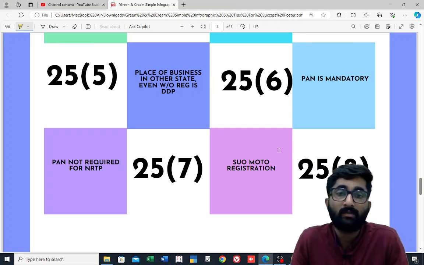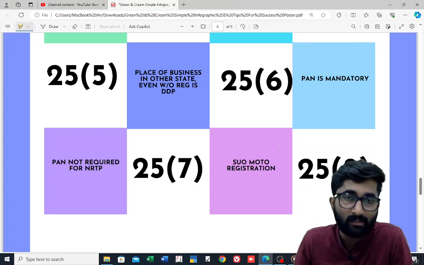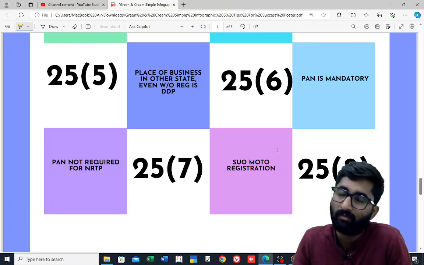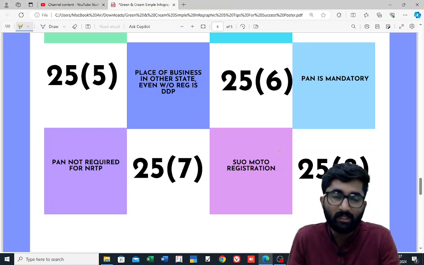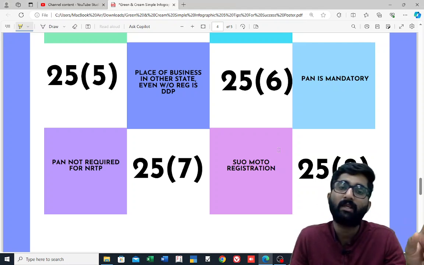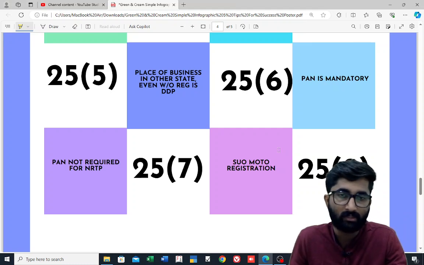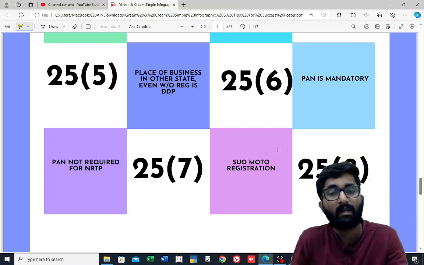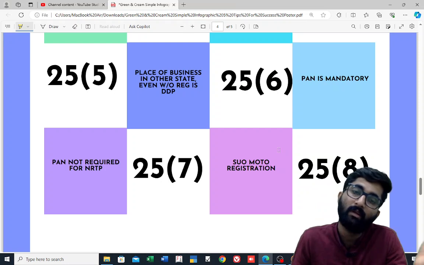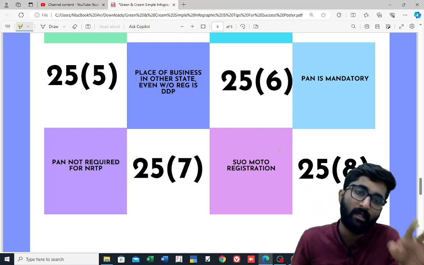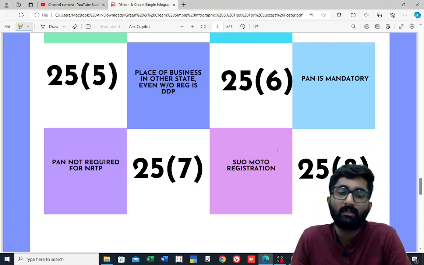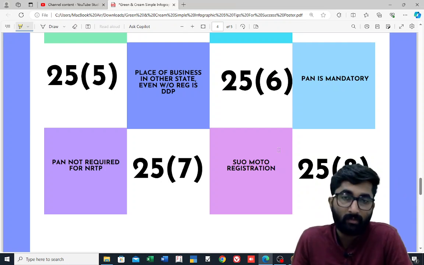Later we discussed section number 26. What is section number 26? It is not so important. Section number 26 states that if an application is submitted in SGST, it is considered as submitted in CGST also. If registration is granted in SGST, that is deemed to be granted in CGST. If the application is rejected in SGST, then it is deemed to be rejected in CGST. So this is given in section number 26.